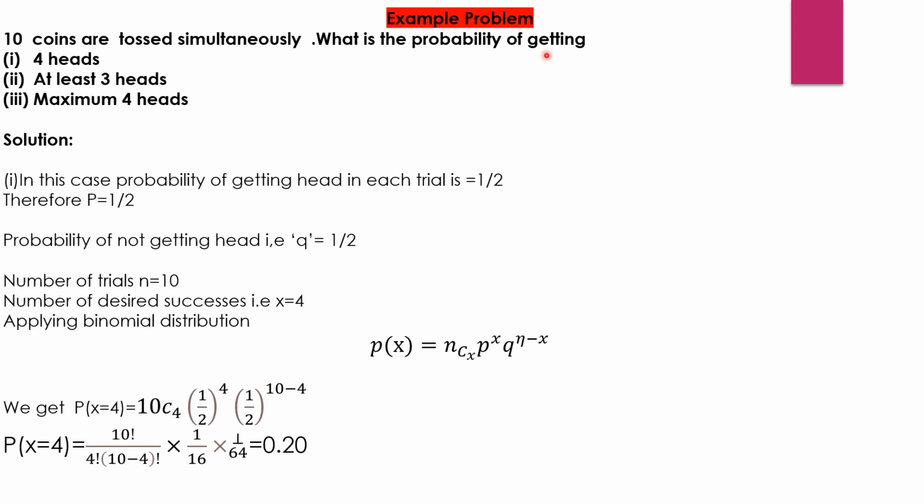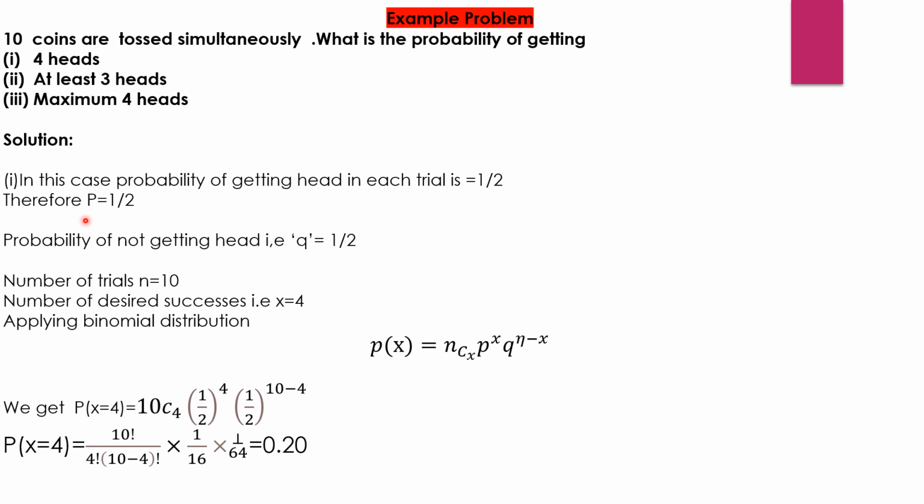To learn about the application part of the binomial theorem or binomial expansion, we will see an example here. You can go through this problem. 10 coins are tossed simultaneously. What is the probability of getting, first part, 4 heads, second part, at least 3 heads, and third part, maximum 2 heads? In the solution part, we will first go through the first part.